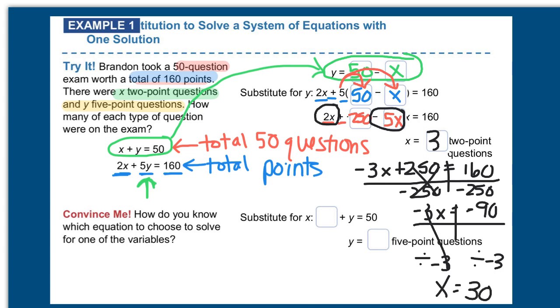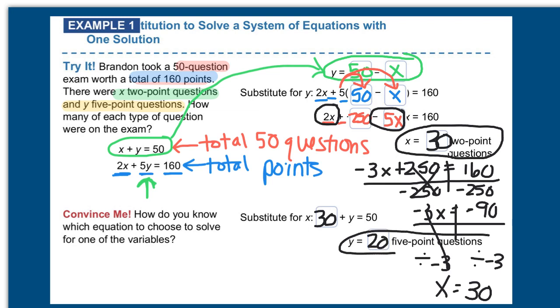So right up here, there are 30 2-point questions. And if there's 50 questions altogether and 30 of them are X's, then there are 20 5-point questions. All right, substitution uses lots and lots of old algebra. So if you need to pause me and copy all of that, you go for it.